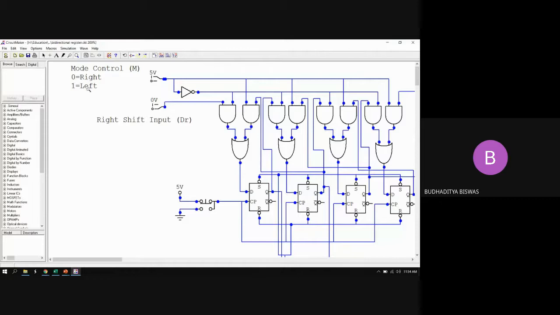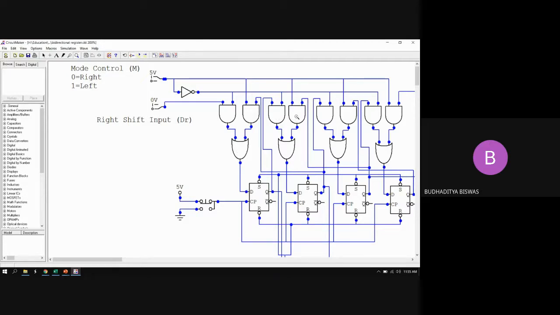Okay, so this one is called the mode control switch, which is connected to one of the AND gates in every section, because you see 2 AND gates are there in every section. This is AND gate number 1, this is AND gate number 2, and the output of the AND gates is summed together using a 2-input OR gate, and this output is connected to the D input.